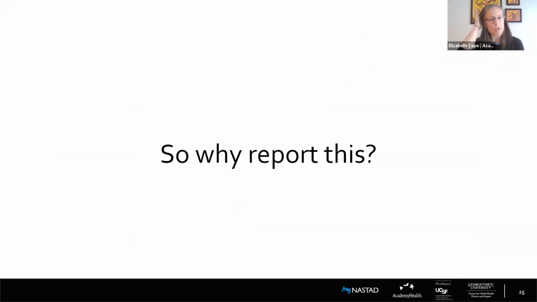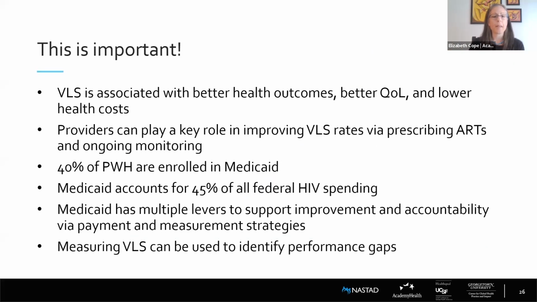So now that you have a better picture of what the measure does and doesn't measure, let's talk a little bit about why reporting it is valuable. Next slide. So the bottom line is that it's important. Viral load suppression is a key indicator. We know that individuals who attain and sustain viral suppression earlier in the course of their HIV infection have better outcomes and generate lower costs. We also know that they have effectively no risk of sexually transmitting the virus to an HIV-negative partner. So this is an incredibly important outcome to track.